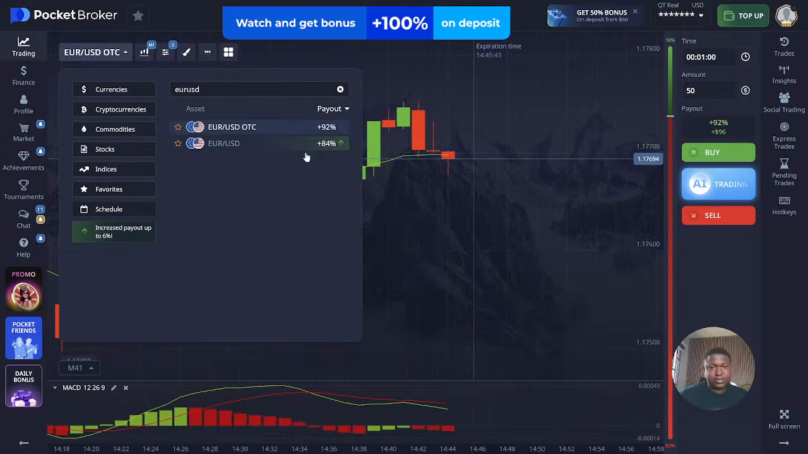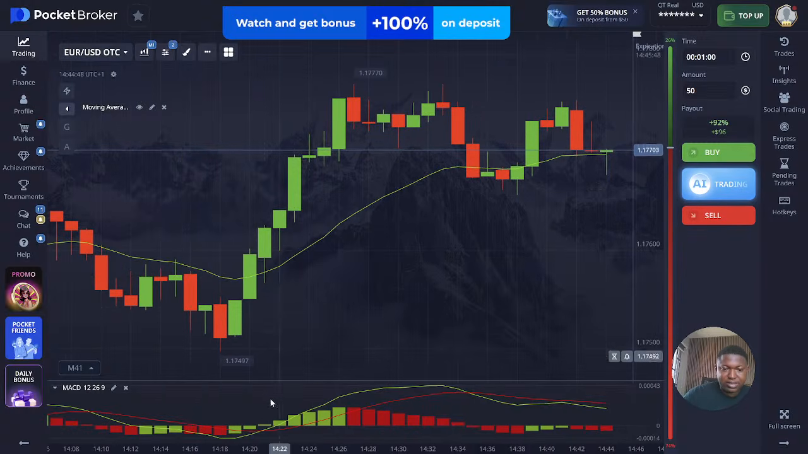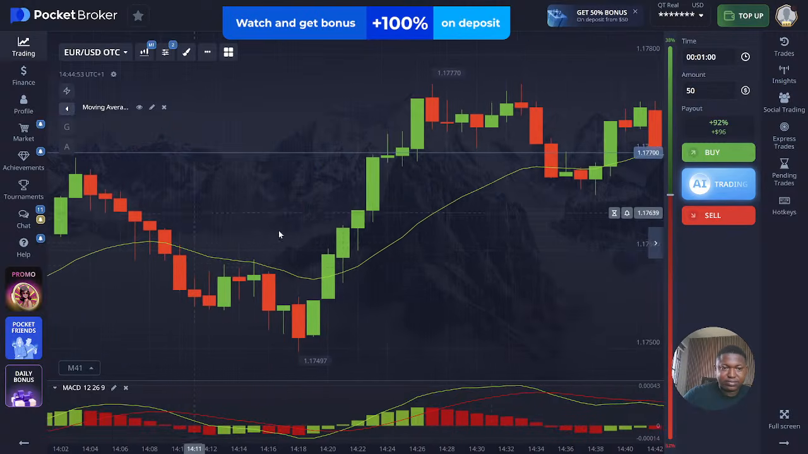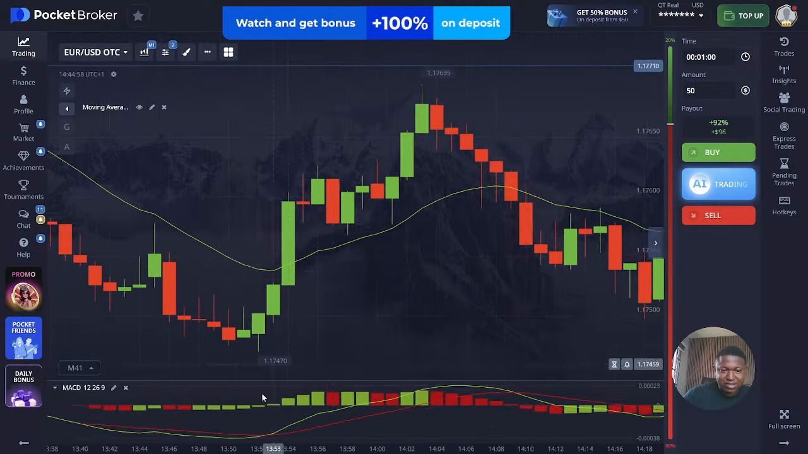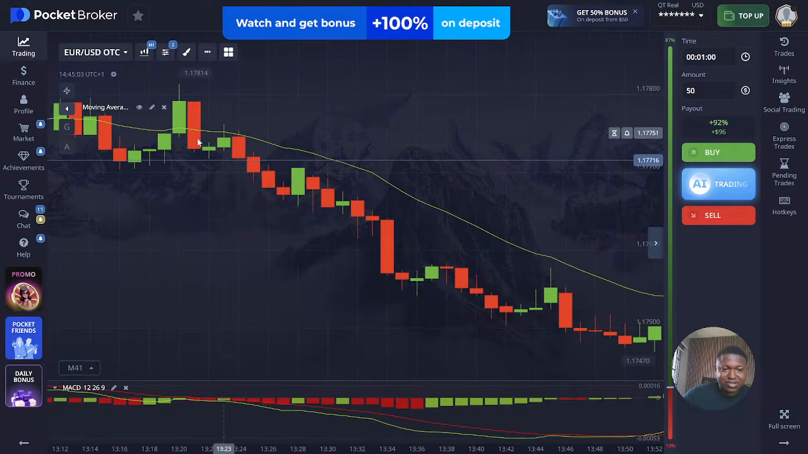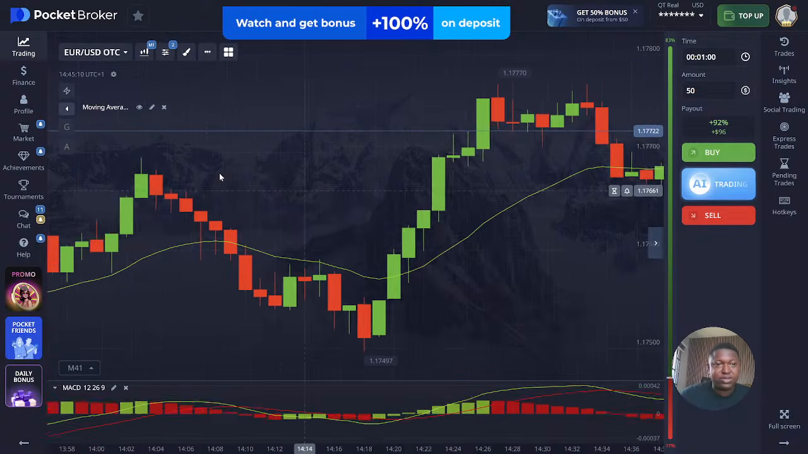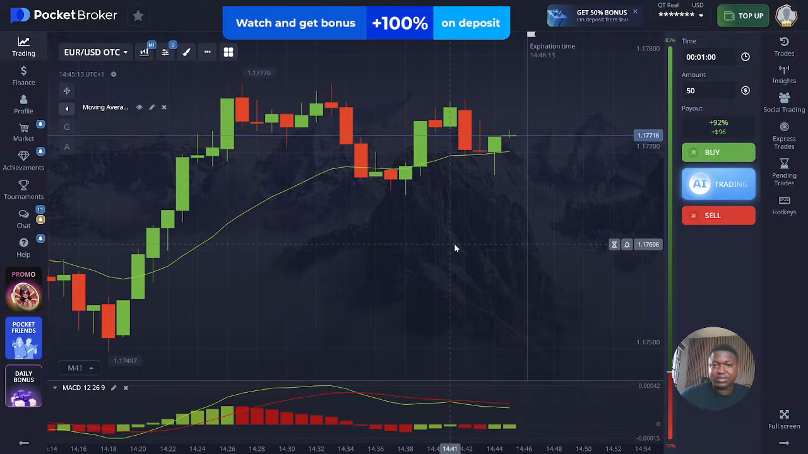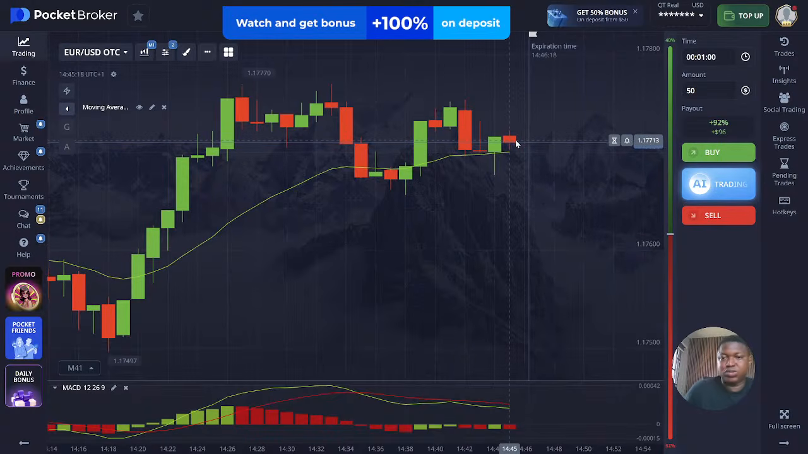Let's see OTC. Okay, we had a good entry here. Exactly, we had a good entry here in OTC. OTC is giving us good entries. Look at it. So it seems we might be trading OTC because they are giving us good entries. Let's see if we are going to have a cross. So we'll switch to OTC.